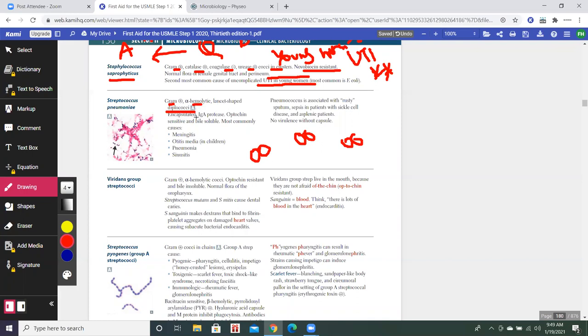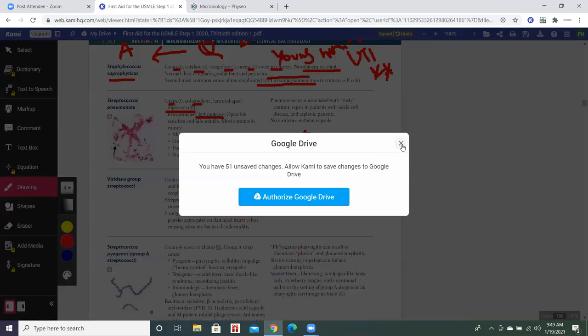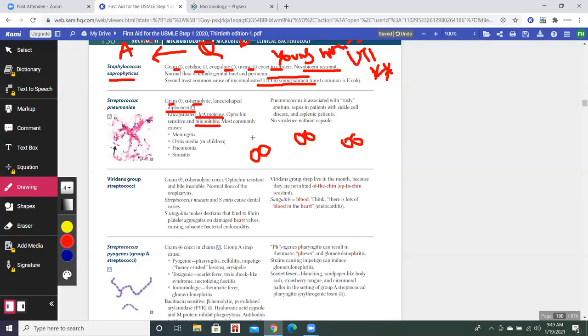And we also know that they have a virulence factor that is IgA protease, and they're optochin sensitive and bile soluble. They are soluble in the bile. That is actually pretty high yield. A lot of students remember all the properties of Streptococcus pneumoniae, but they do not remember bile solubility, okay. Streptococcus pneumoniae will cause pneumonia, obviously, then meningitis, otitis, and sinusitis. We all know that it causes these ones.